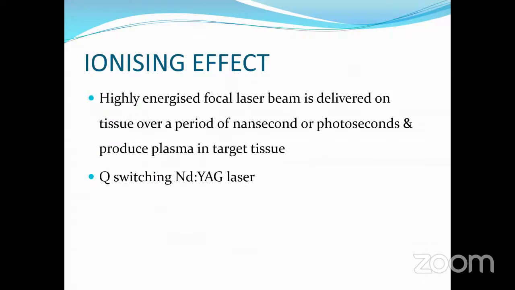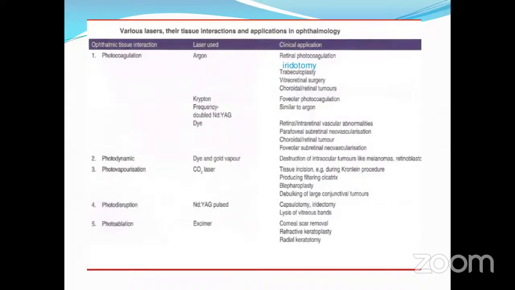Now, the ionizing effect: a highly energized focal laser beam is delivered on tissue over a period of nanoseconds or picoseconds, producing plasma in the target tissue. This is called Q-switching, which is seen in the Q-switched Nd:YAG laser, used for trabeculoplasty. Now, photocoagulation: there is the argon laser and krypton laser, which are basically used in retinal photocoagulation, trabeculoplasty, vitreoretinal surgery, choroidal tumors, and foveolar photocoagulation. The frequency doubled Nd:YAG laser is used similar to argon, which is also used for iridotomy.